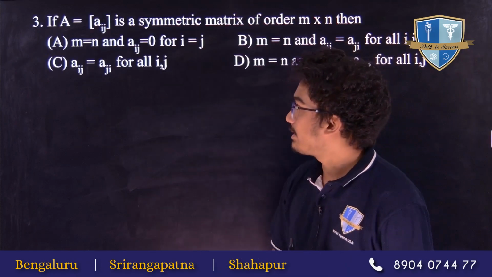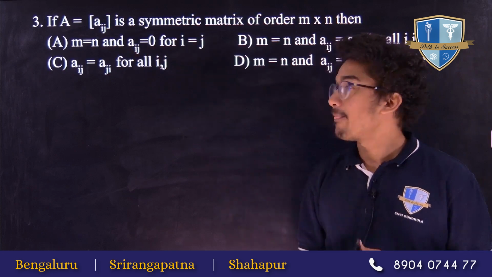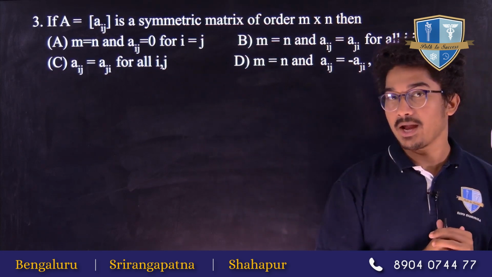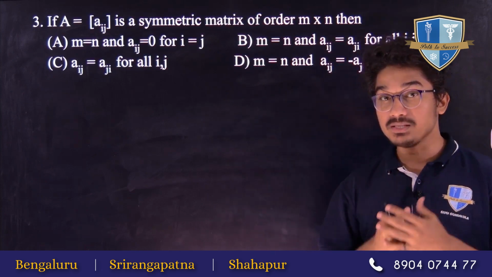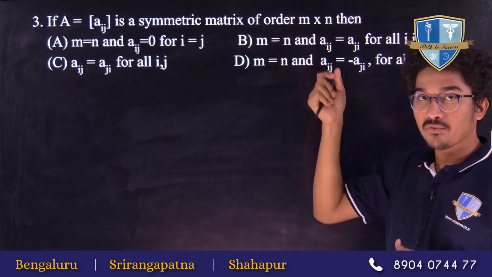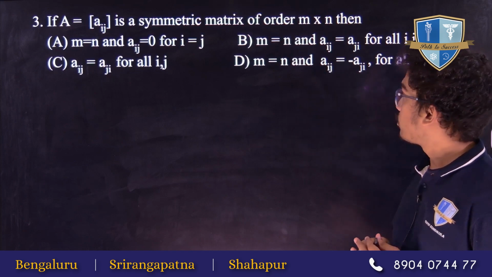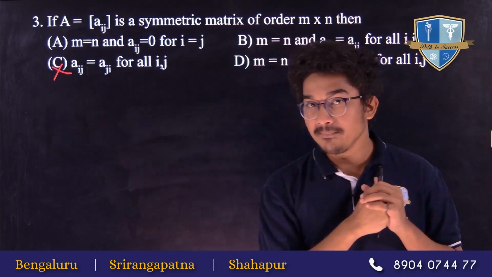So next question is, if A, which is a matrix defined as Aij, is a symmetric matrix of order m cross n. So a matrix can be only symmetric when it is a square matrix. And for a square matrix, number of rows and number of columns should be equal. So m should be equal to n. So option C we can directly eliminate.